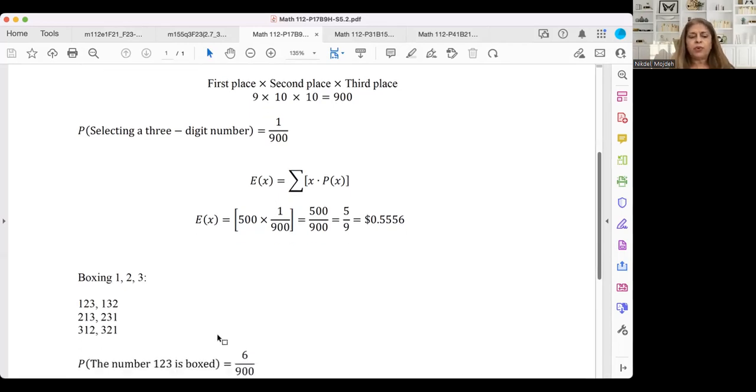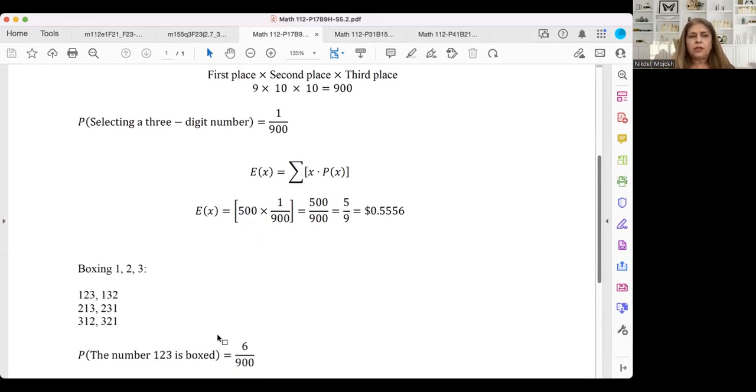So what is the probability that the number 1, 2, 3 is boxed? 6 out of 900. Why 900? Because there are 900 three-digit numbers.